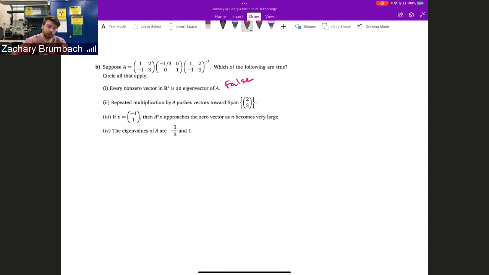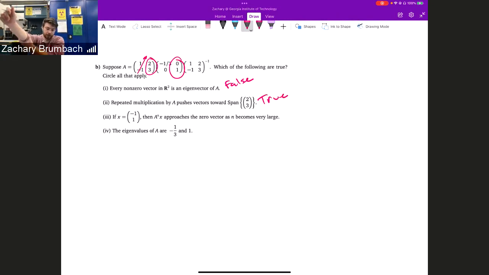All right. Repeated multiplication of A pushes vectors towards the span of (2, 3). As we go to infinity, we have a lambda of 1/3, so this part goes to 0. And we have an eigenvector of 1 times (2, 3). You can think of that as kind of like a steady state. For lambda equals 1, that's what we tend to as we go to infinity, multiplying by A that many times, okay? That's true.